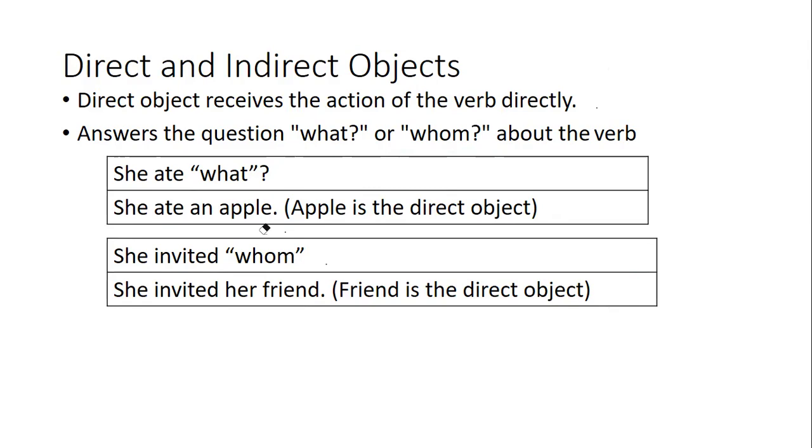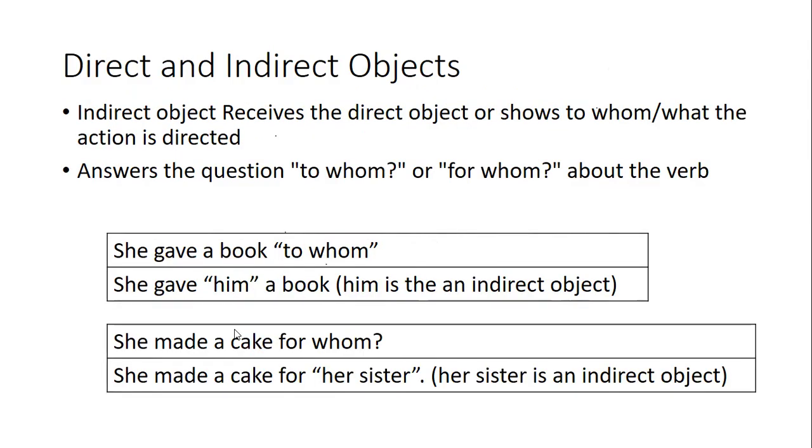Let's move further. Let's find out how to ask questions to rectify indirect objects. Now, you all know an indirect object receives the direct object, or it shows to whom the action is directed. So it is an indirect object. Answer the question to whom or for whom.